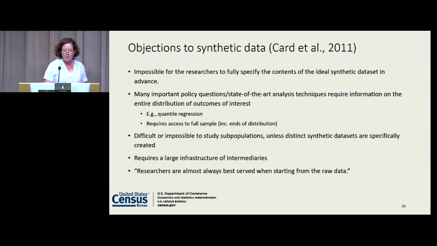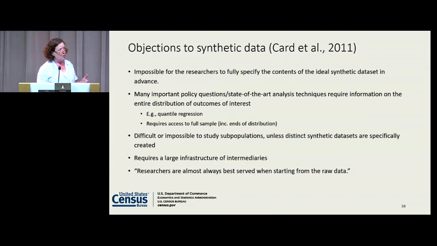It's, first of all, impossible for the researchers to really fully specify the contents of the ideal synthetic data set in advance. You're kind of handed information that some other set of researchers thought you might be interested in, but it might not be what you wanted. It might not retain the covariate relationships that you were specifically interested in looking at.